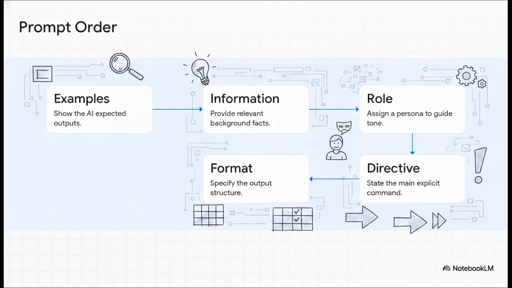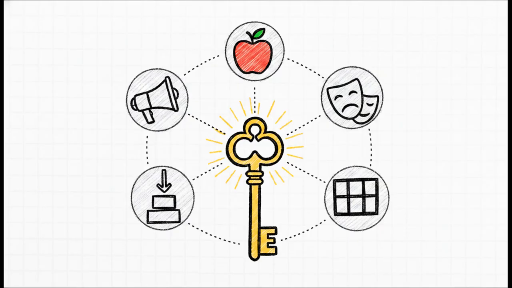By placing the directive near the bottom, right before the format, the AI's immediate next step is to act on your instruction using all the context it just processed. To wrap things up, let's summarize these core best practices that will absolutely transform you from a basic AI user into a true prompt master. Be incredibly clear and concise with your action verbs. Let the AI know exactly what the task is.